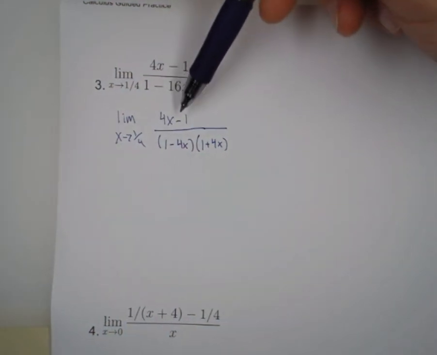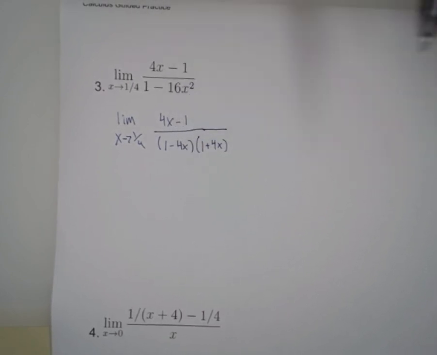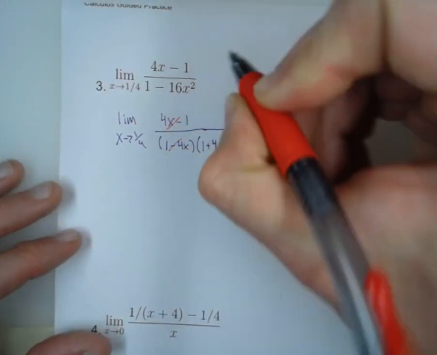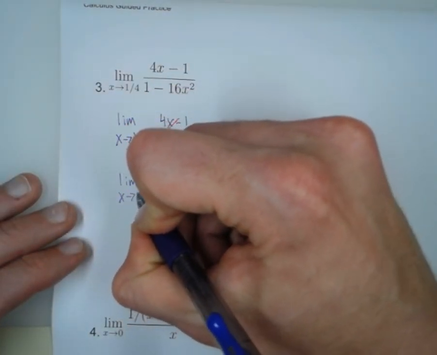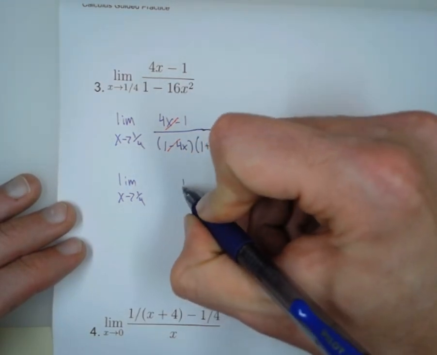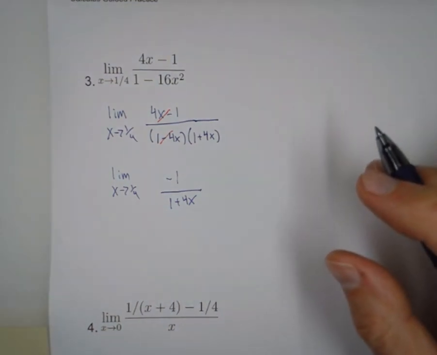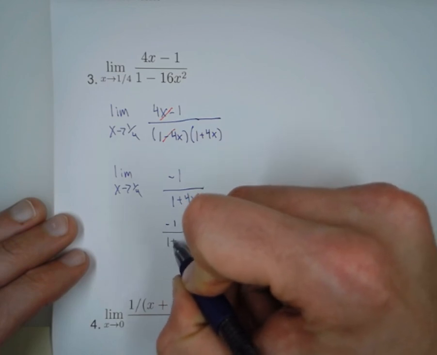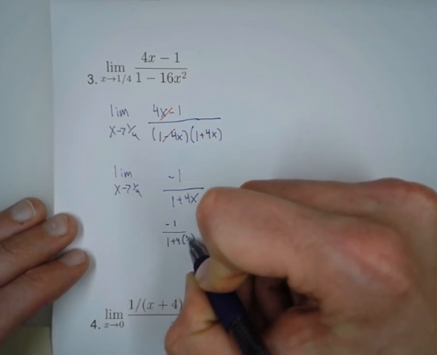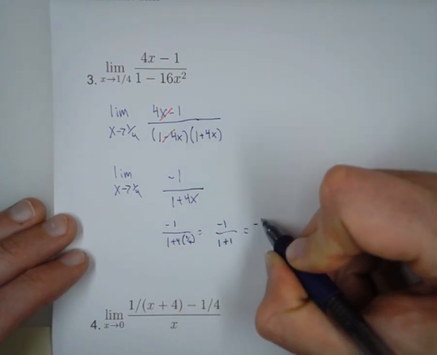And so here we see a similar situation to the one we saw in example number 1, where these are opposite factors. So when we cancel them, we have to remember to leave a negative behind. A common mistake is students think that there's nothing left. Well, it's actually 1, or in this case, negative 1. So now we can make our substitution, 1/4 in. So negative 1 over 1 plus 4 times 1/4. So we have negative 1 over 1 plus 1. So we have negative 1/2.